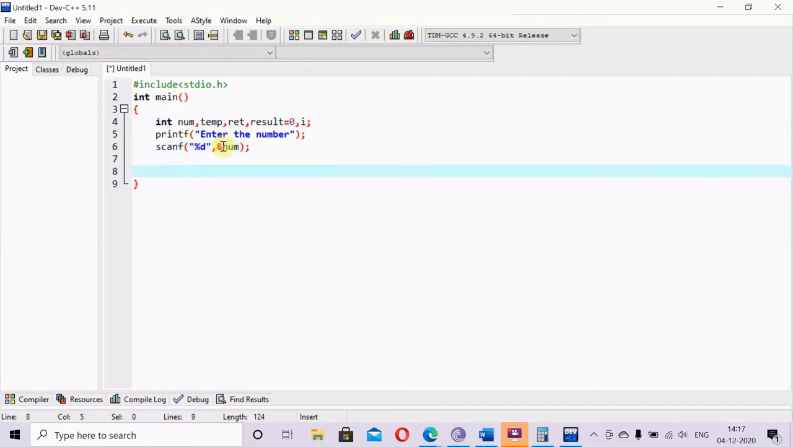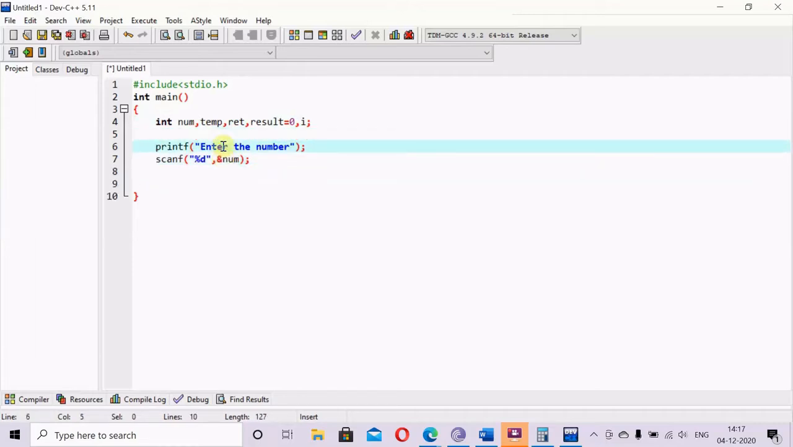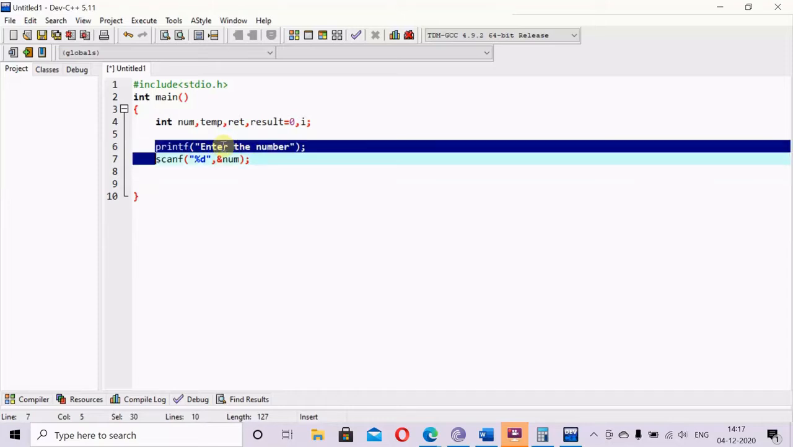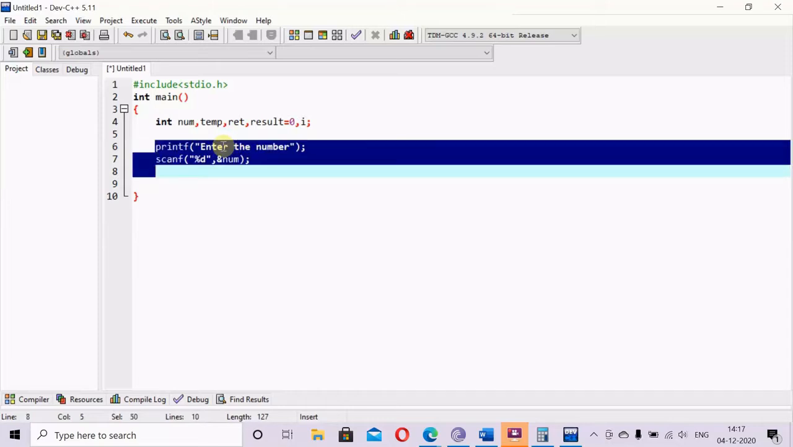I think it is clear to all of you. We just inserted line number 6 and line number 7. Here we have to insert just the number from the user. If there is any doubt in your mind, you can tell me. Please, anyone? I think it is a simple one.